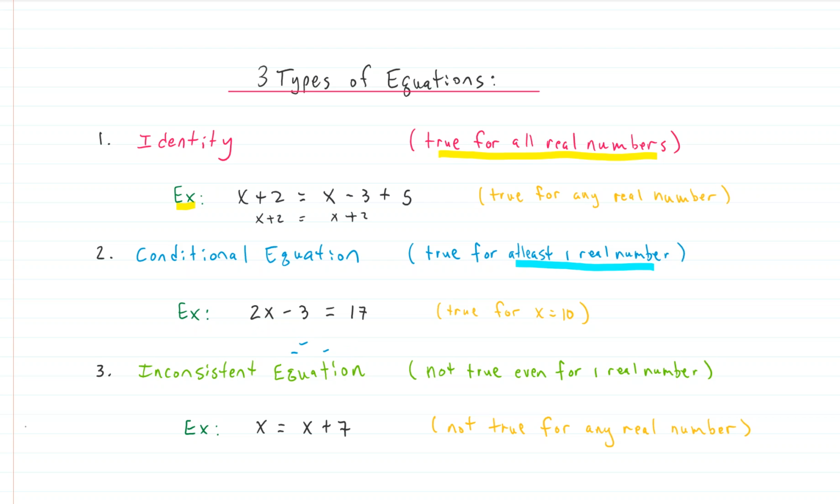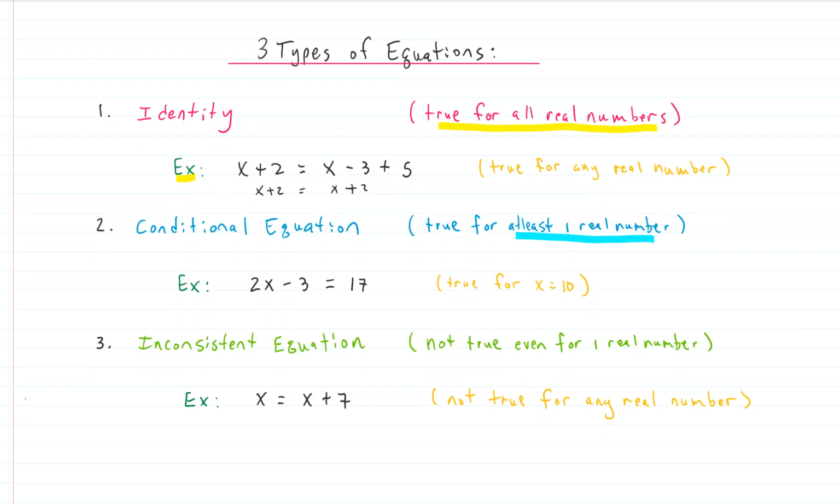Let's look at our third type of equation. Our third type of equation is called an inconsistent equation. It's an equation that is not true for even one real number. It's not true for any real number. So let's look at an example.